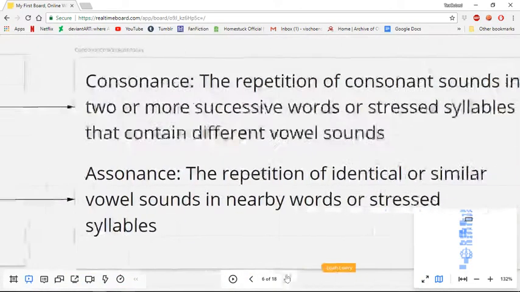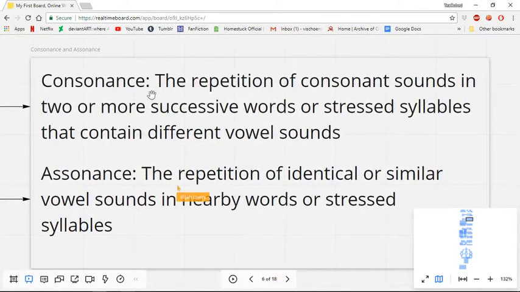Prosody. Two different parts of prosody are consonance, the repetition of consonant sounds in two or more successive words or stressed syllables that contain different vowel sounds, and assonance, the repetition of identical or similar vowel sounds in nearby words or stressed syllables.